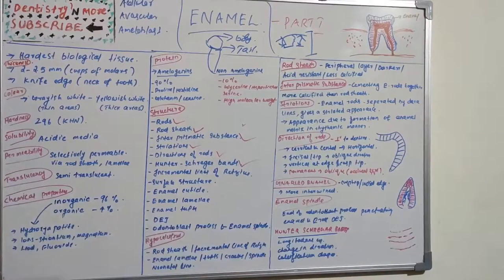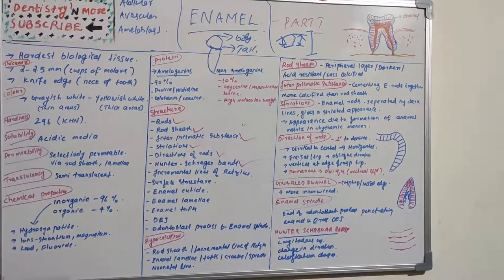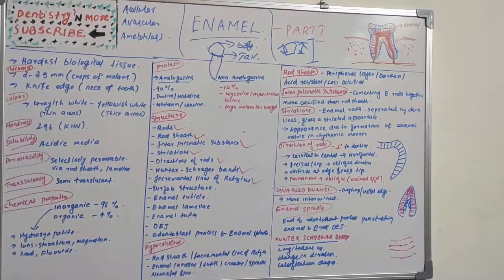So slightly different permeability with different content of organic matter. That is why it is seen as white and black alternating bands. So those are Hunter-Schreger bands, which are very important. Now we have incremental lines of Retzius.